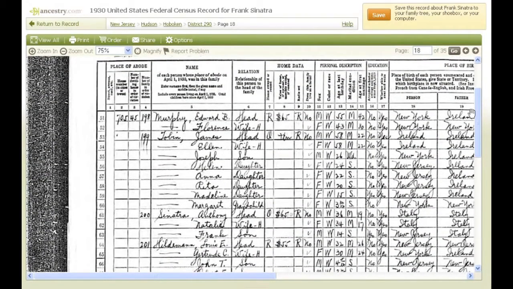This is a great example of how even official historical documents can contain errors. That's why it's important to be open-minded when searching for your ancestors. The information in a record could be different than what you know is true.